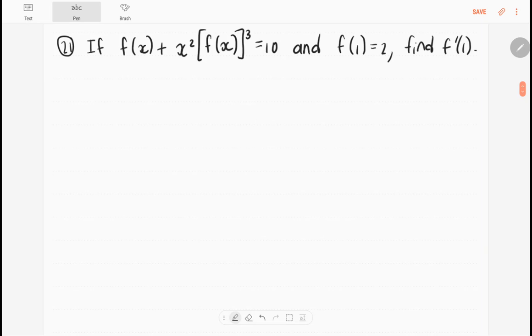We are now looking at number 21. It says if f of x plus x squared times f of x cubed equals 10 and f at 1 equals 2, find the derivative of f at 1. So we are going to take this equation, we are going to use implicit differentiation in order to be able to find f's derivative, and we use implicit differentiation once again because it's not possible for us to isolate f on the left hand side and then determine the derivative.